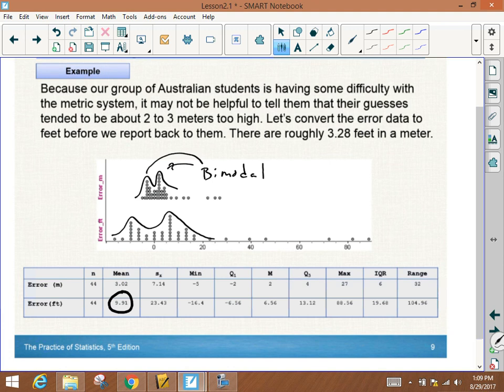It stayed that same way, even though we multiplied it by that factor of 3.28. It stays bimodal, stays roughly symmetric. That bimodal, by the way, is just a little vocabulary term, not super important. It is a way of describing the shape. I think that if you were to not point out that it was bimodal, but you did point out that it was roughly symmetric, you'd probably be safe.